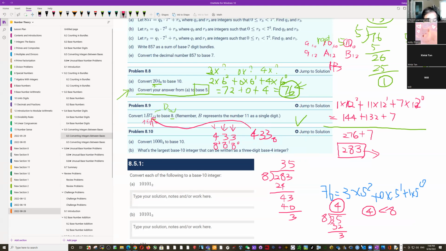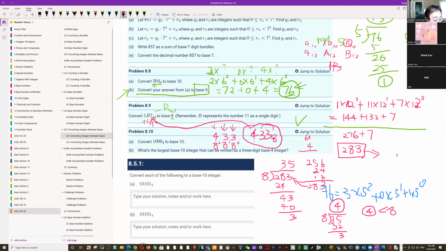And we can also double check by expanding it. 8 squared is basically 64. So 4 multiplied by 64 is 256. Then 3 multiplied by 8 is 24. Then that's 3. So let's add it up to see if it works. This adds up to 283, so that's exactly right because the numbers match. So my answer is 433 base 8.